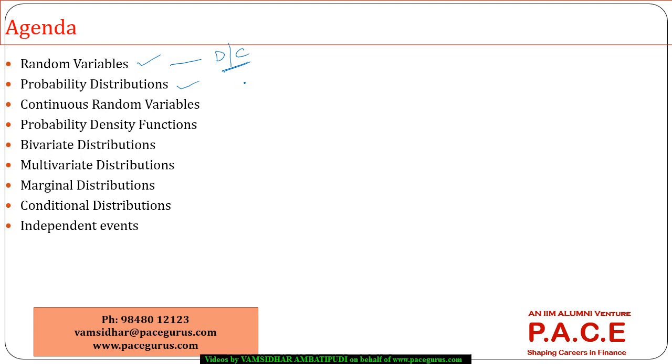Distribution functions. What do we really mean by a probability distribution? And taking a few examples relating to the probability distribution. So we will first spend some time with respect to discrete distributions. Then we will move to continuous random variables.